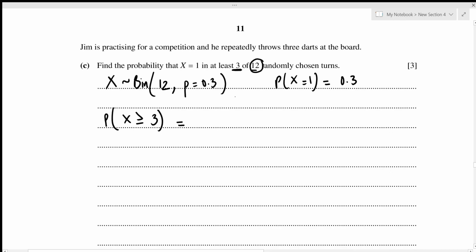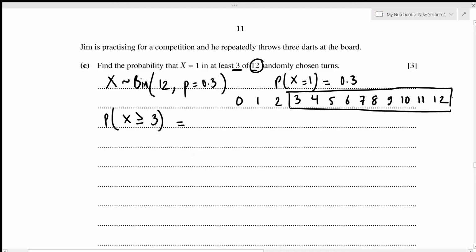And since we have the sample of 12, the possible values would be 0, 1, 2, 3, 4, 5, 6, 7, 8, 9, 10, 11, and 12. We need to figure out x greater than or equal to 3. So we need to figure out the probability for these numbers. But this is a lot of calculations. It would be easier if you just had to figure out these 3. We can do that by subtracting this probability from the total probability of 1. So that's just 1 minus the probability of x equals 0, 1 or 2.